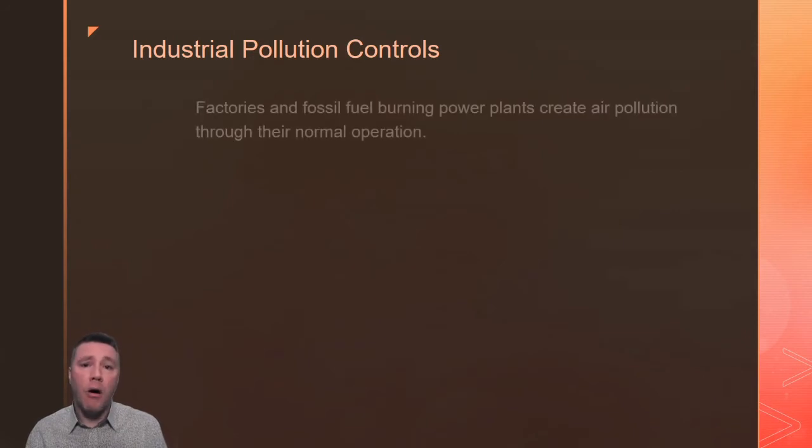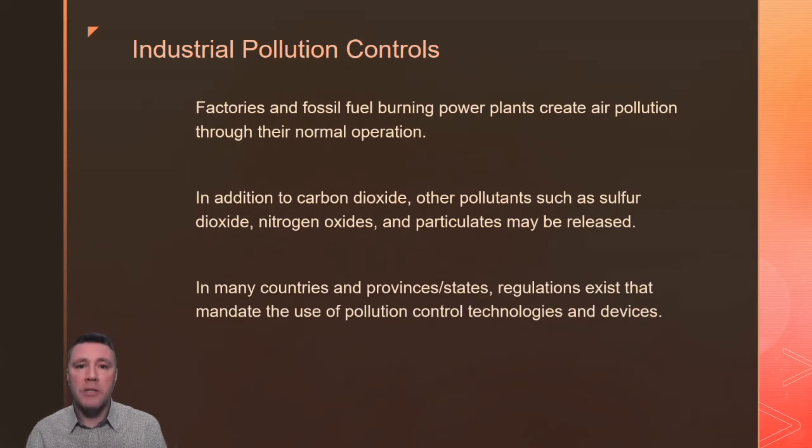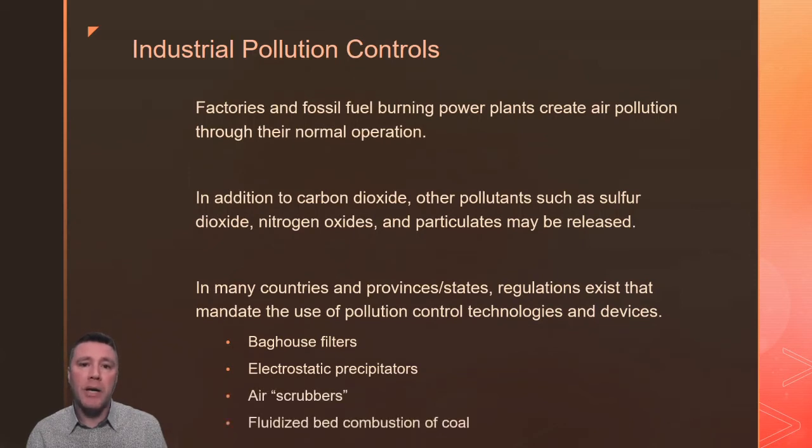Many factories and all fossil fuel burning power plants create air pollution. The types of pollution are the usual suspects: carbon dioxide, sulfur dioxide, nitrogen oxides, and, of course, particulate matter. In an effort to capture pollution before it escapes into the atmosphere, national and local governments have established requirements mandating the use of pollution sequestration technologies. These technologies include things such as baghouse filters, electrostatic precipitators, air scrubbers, and fluidized bed combustion in coal-fired power plants.